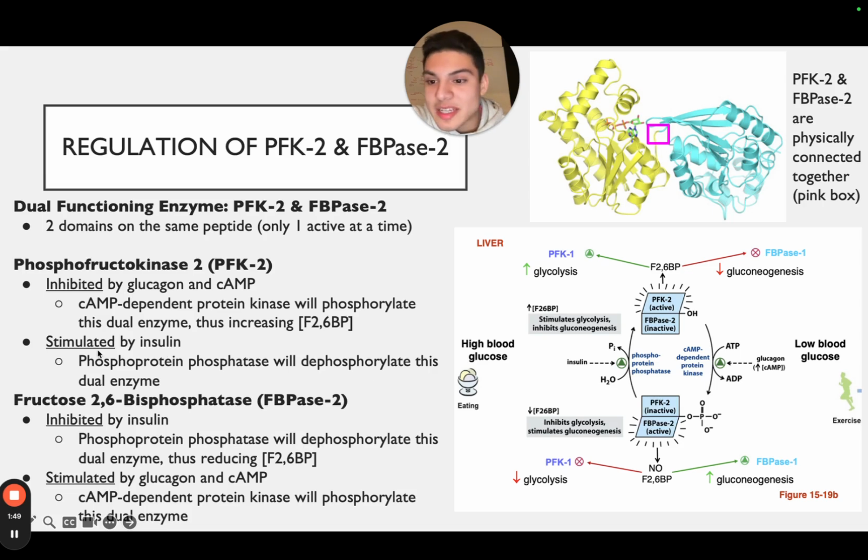But one thing that does make sense is PFK2 is stimulated by insulin. When is insulin secreted? Insulin is secreted when we have high blood glucose levels by the pancreas, the beta cell specifically. And when the insulin is secreted, it's going to stimulate our phosphoprotein phosphatase, which takes our phosphorylated dual enzyme and dephosphorylates it, forming our hydroxyl group, which then stimulates the production of F26BP. And that has its corresponding effects on gluconeogenesis and glycolysis. Insulin is saying, hey, we have high glucose levels. It's a glucose sensor, and we need to tell everyone that we have high blood glucose levels.